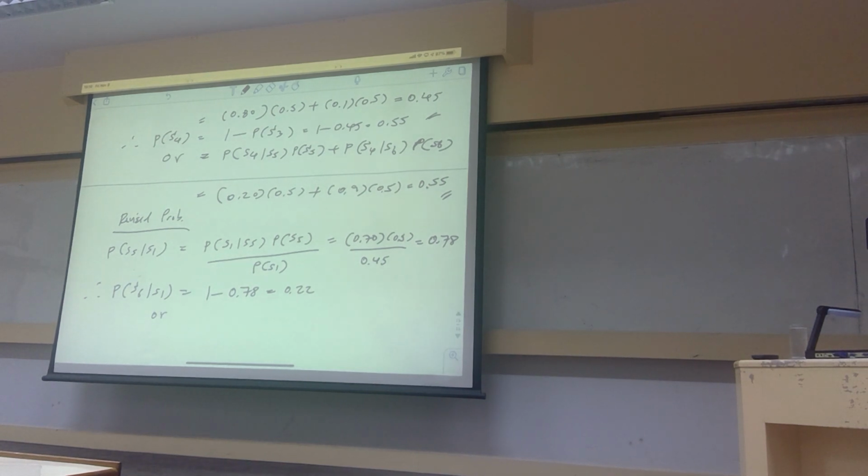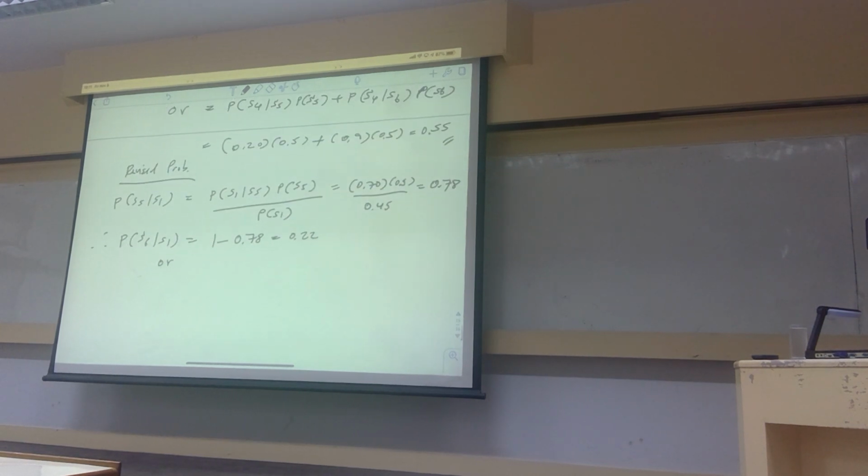Or you can calculate by using the probability of S1 given S6 multiplied by the probability of S6, divided by the probability of S1. And 0.2, 0.5, 0.45, and we have 0.22. Same. So I think when we do the real one, we normally use the first one because it's easier.